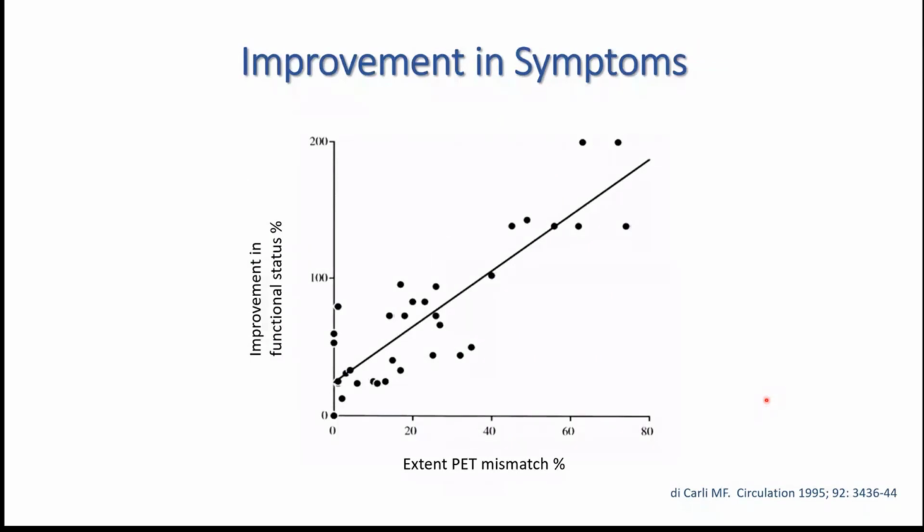But of course, in a sense, who cares about segmental recovery of function? Who cares even about ejection fraction? What patients care about is symptoms. And so it's important to look at symptoms and, of course, mortality. Again, from the PET data in Boston, the extent of PET mismatch for that, read hibernation, and the improvement in functional status after surgery, you can see that there is a relationship.